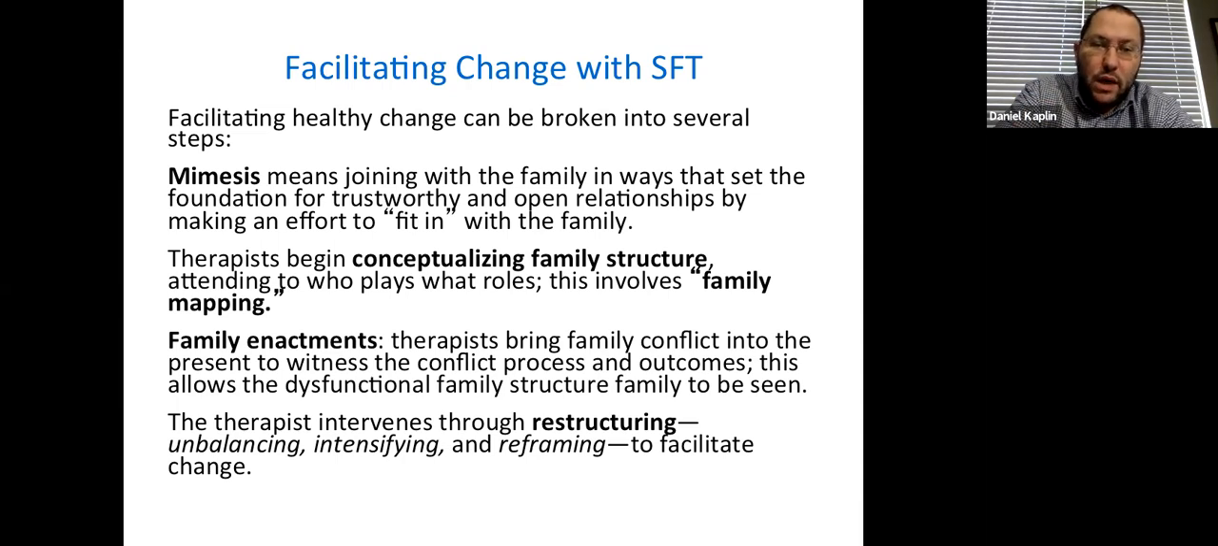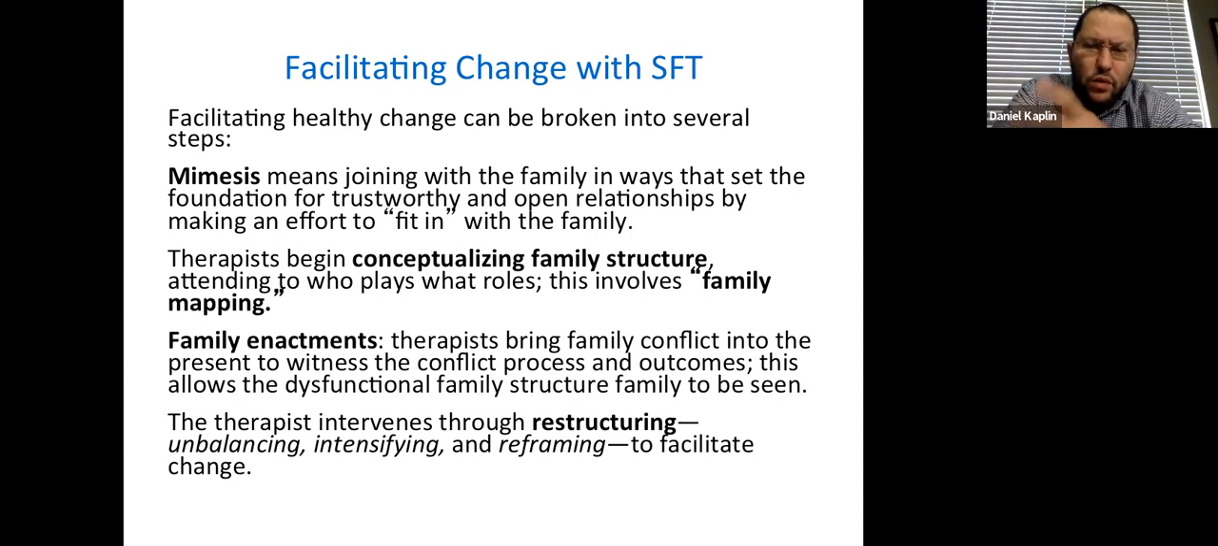Then you're trying to understand the family. So you do family mapping. Well, who plays what roles? What are the assumptions, both explicit and implicit? And then the family enactments. So whatever the problems are, we have to identify what enactments are at play, what conflicts and what outcomes emerge. So here's where we get to see family dysfunction. And then, the goal is to not just leave the family in a state of enactment or dysfunction. The goal is to restructure and rebalance the family.